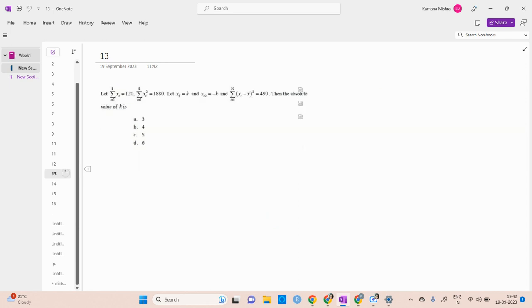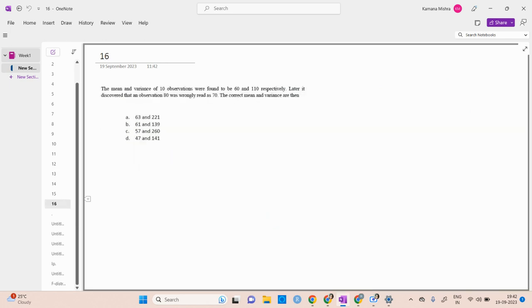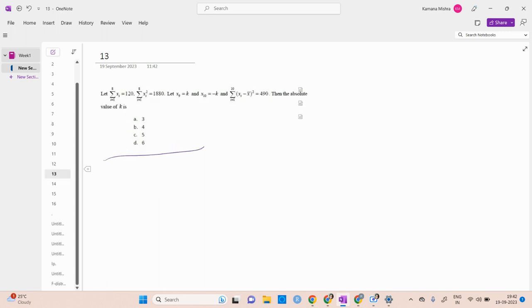Now next question we have this, and we are left with these two questions. These are again simple mean and variance questions, where the normal formula of mean and all is required. What's given here is that summation xi, i is equal to 1 up to 8, is equal to 120, and summation xi square is 1880. So this is given.